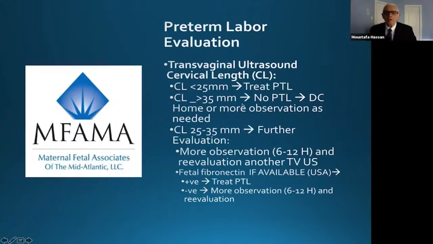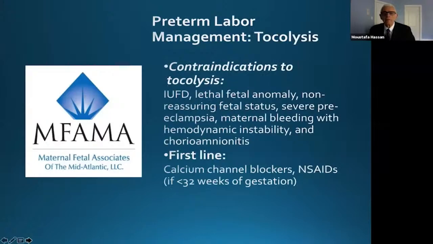Cervical length of 35 millimeters or more, no preterm labor, just send her home, tell her to be careful. Cervical length between 25 and 35, further evaluation, more observation, keep her in the hospital, put her on the monitor, reevaluate the cervix after 12 hours. If you are in the United States or in a place where you can use fetal fibronectin, do fetal fibronectin. If positive, then treat as preterm labor. So that's why I told you I'm going to tailor the presentation based on whether you have it or you don't have it.